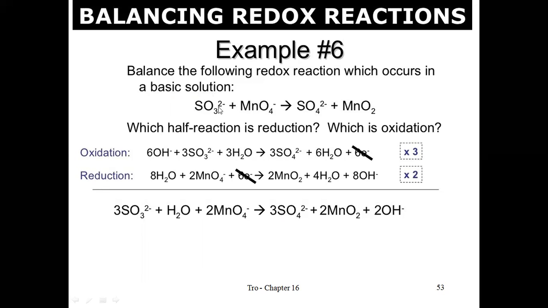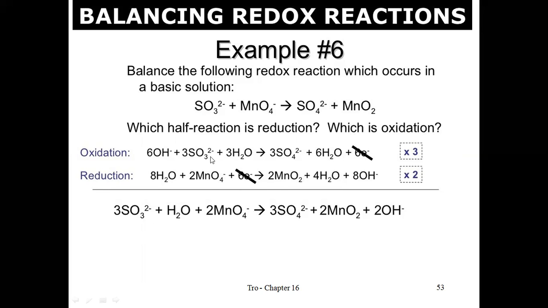Next, in basic solution, SO3^2- and MnO4- give SO4^2- and MnO2. Just separate out the reduction and oxidation reactions. You can see that OH- ions are added, which gives 3H2O. That means OH- will be added to the product side, and on the reactant side we get the H2O molecules. After canceling the electrons, you will get the balanced chemical equation.